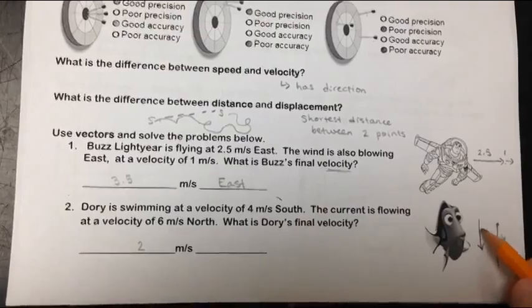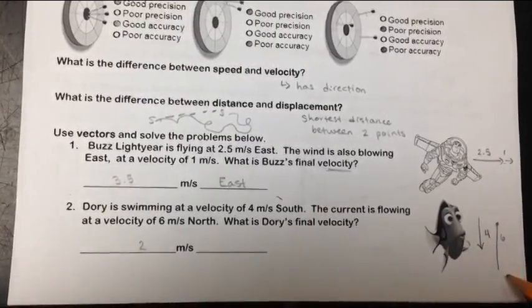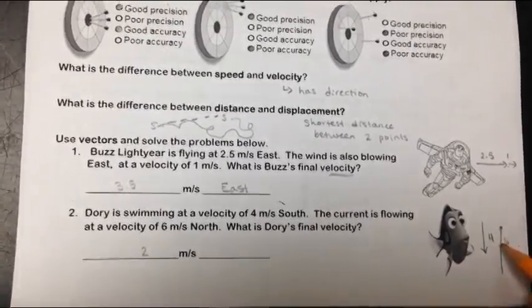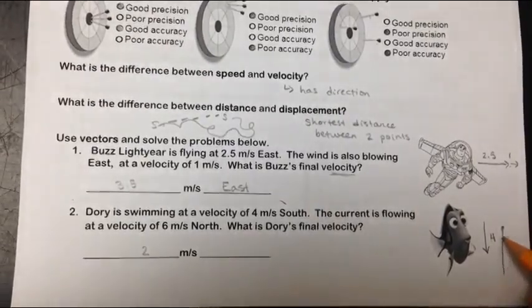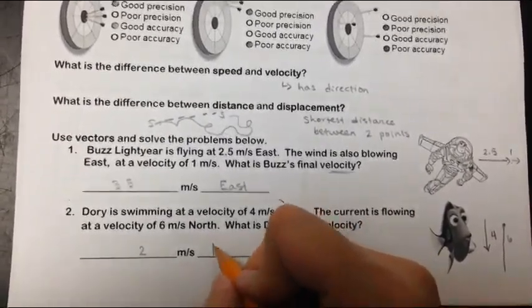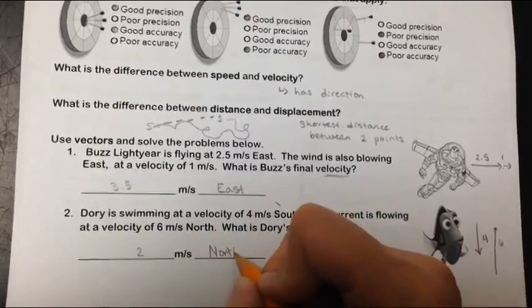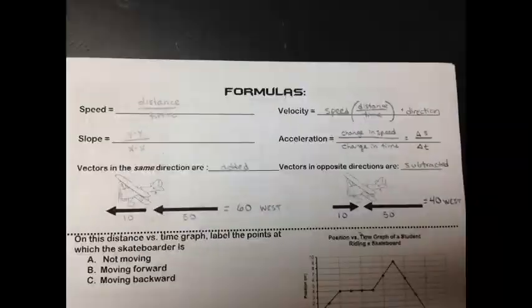And think of it like a tug of war. Dory's going this way and she's only got 4. Current's going this way and it's got 6. Who's going to win? The current. So what direction is that going to pull Dory? North. Same way as the current. She's not a very strong swimmer.